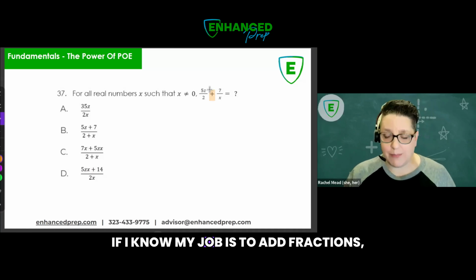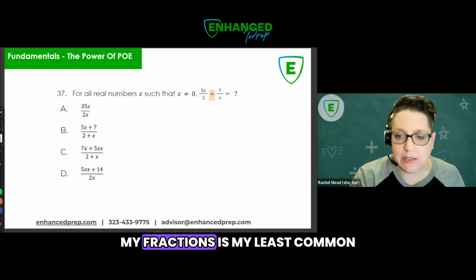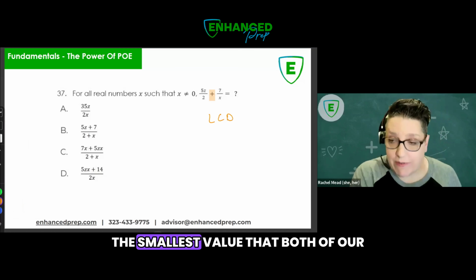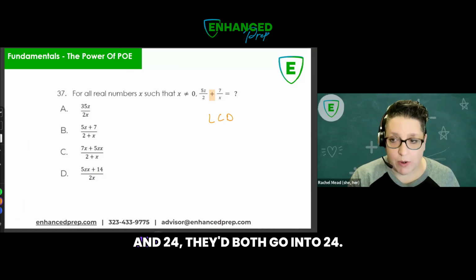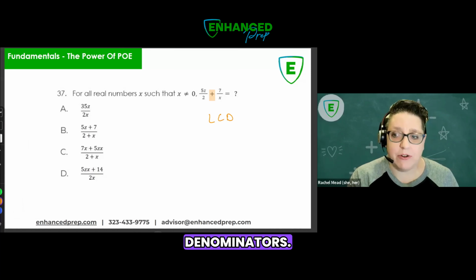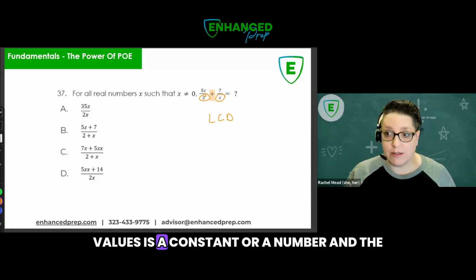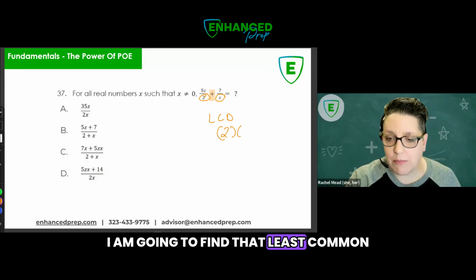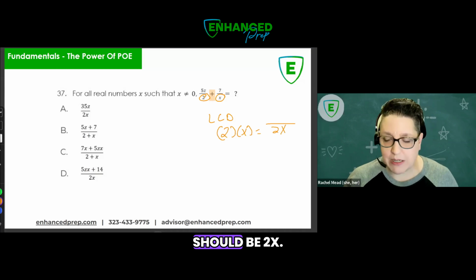If I know my job is to add fractions, the first thing that I need in order to add my fractions is my least common denominator. We can find the least common denominator by finding the smallest value that both of our denominators go into, such as if I had 12 and 24, they'd both go into 24. It's not always going to be multiplying my denominators. Sometimes it's going to be something else. But in this case, because one of these values is a constant or a number, and the other one is a variable, I am going to find that least common denominator by multiplying these together. And I'm recognizing that my denominator should be 2x.